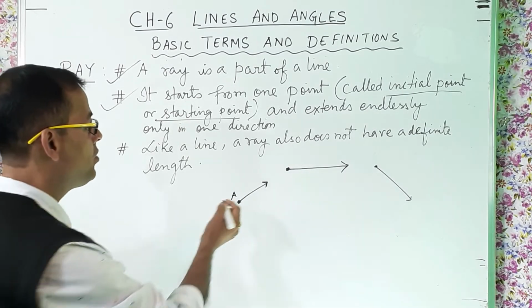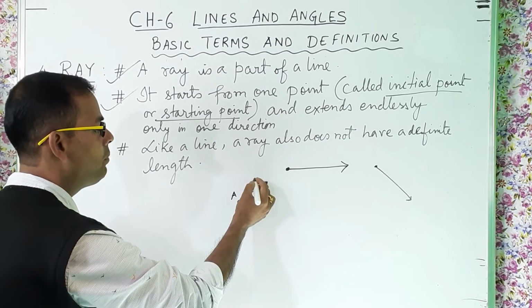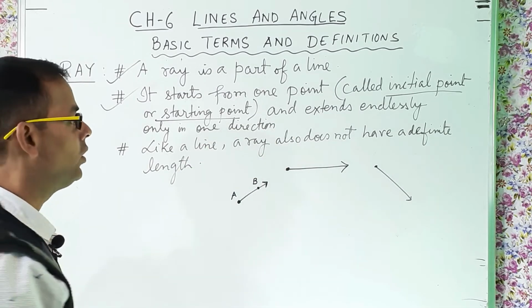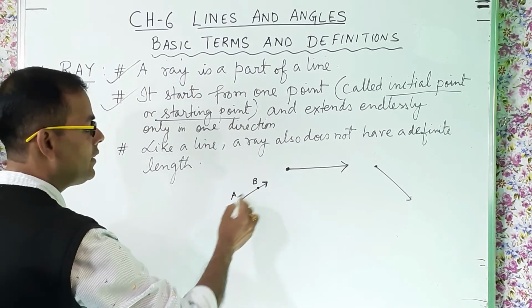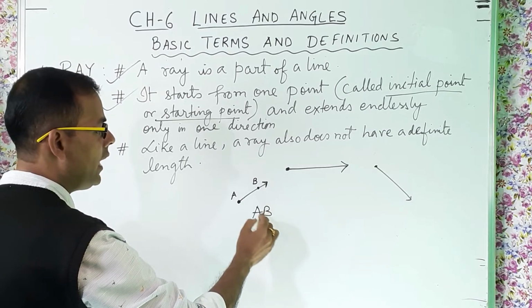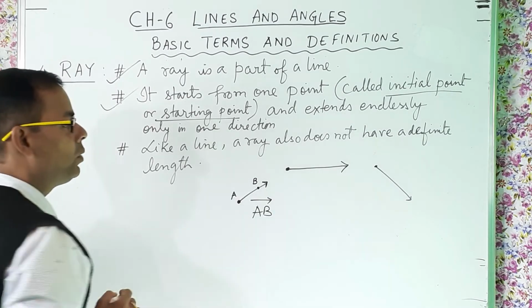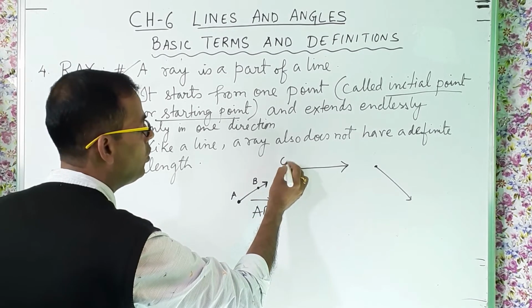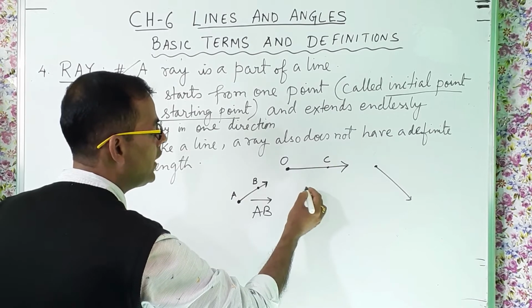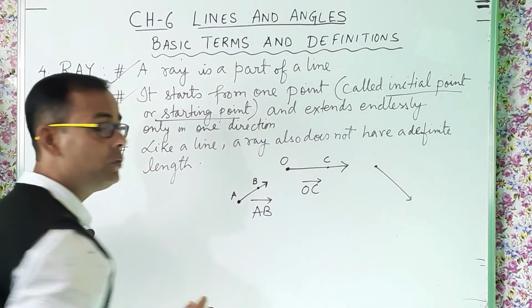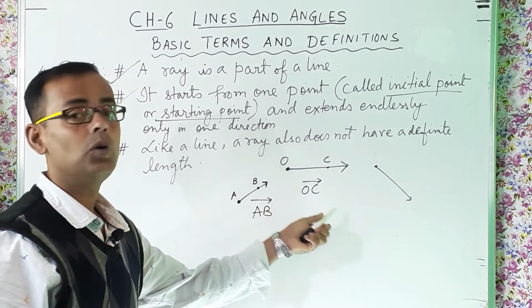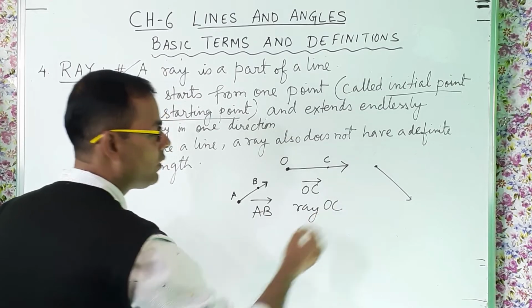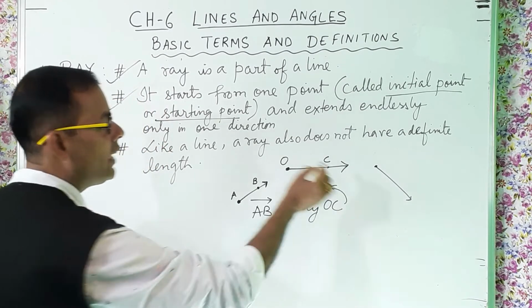So if I want to give a name, suppose here A, A is a fixed point, and if I want to give another name B, B is a point on the path of that ray. Understood? So how will we write this one? This is a ray, so we write AB, and on top we put an arrow mark. So this is a ray. Suppose I give here O and this one C, what will I write? OC with the arrow on top, and we will say ray OC.